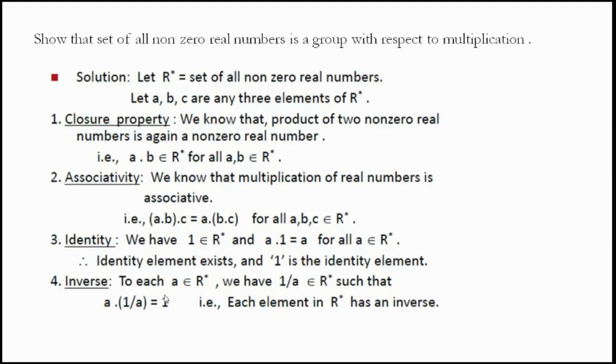Associativity: we know that the multiplication of real numbers is associative, so obviously associativity is also satisfied. Identity: 1 belongs to R star, so that A into E is also equal to E into A. That is the identity element. So A into 1 is equal to A, and 1 into A is also equal to A. Inverse: there exists an inverse for each A belonging to R star; we have 1 by A belonging to R star, such that A into 1 by A is equal to 1. And if you do it in reverse also, you will get the same value.